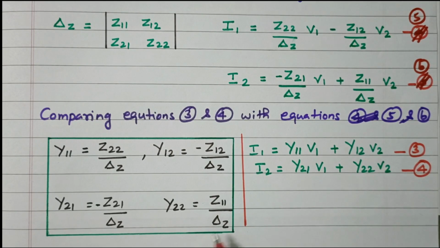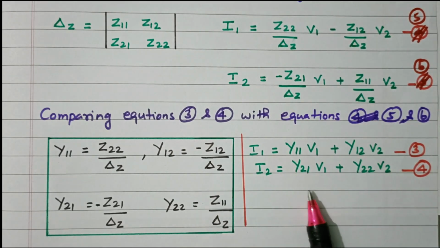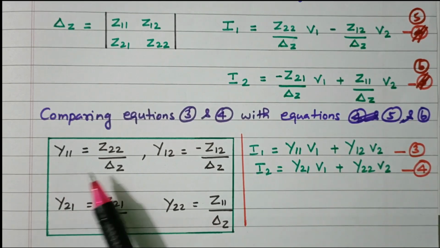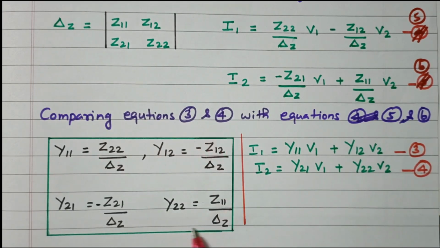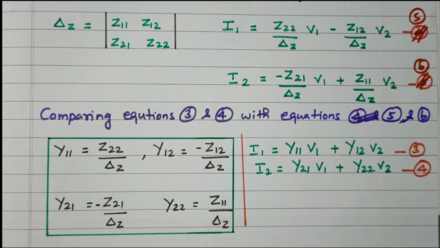That is written here. So by comparing equations 3 and 4 with 5 and 6, by comparing these coefficients, we can express the Y parameters in terms of the Z parameters. So these are the 4 equations available: Y parameter in terms of Z parameter. Now we'll see the Z parameter in terms of the Y parameter in the next step.